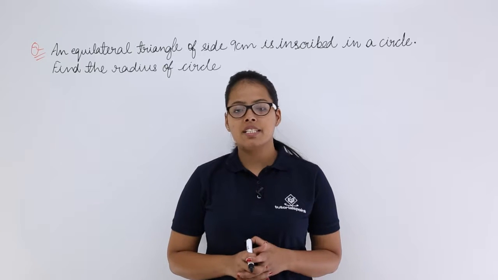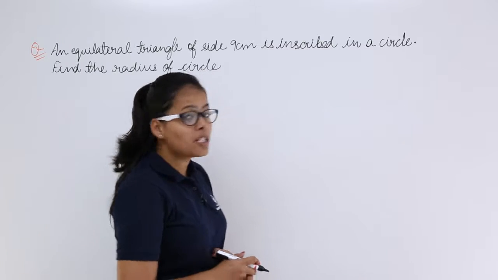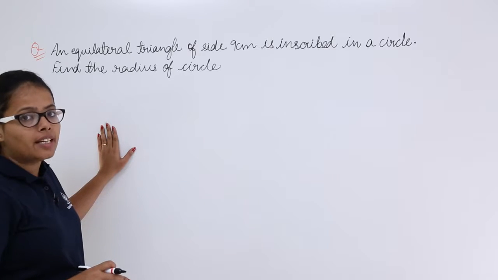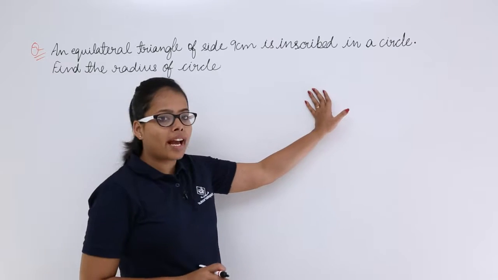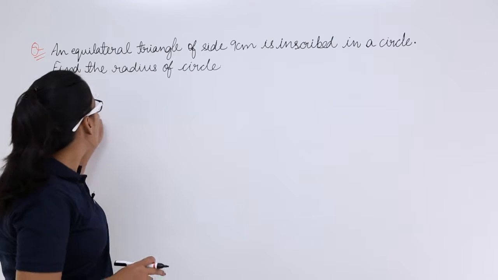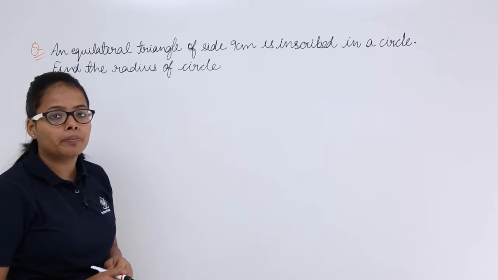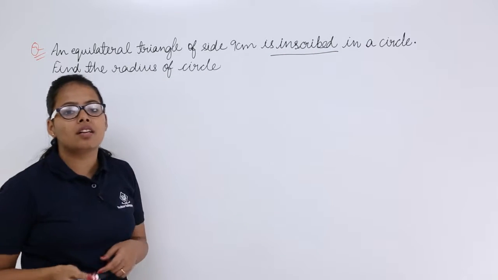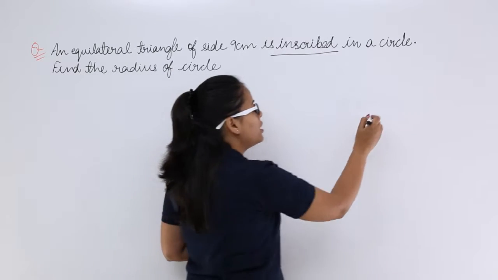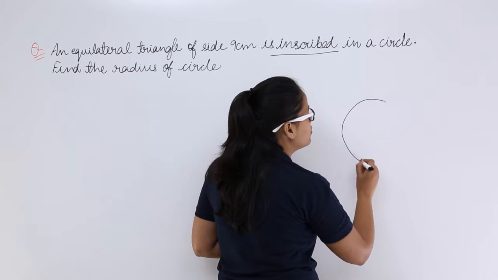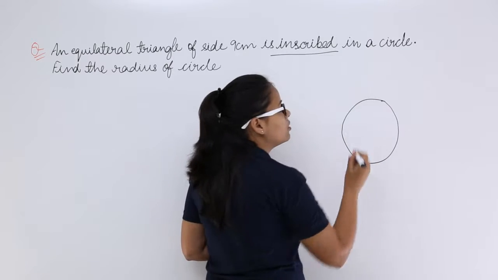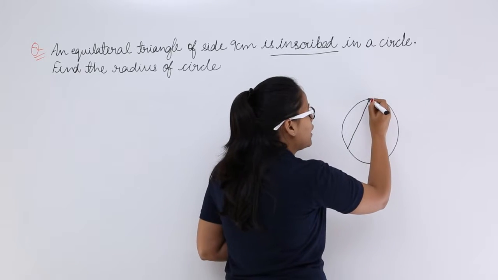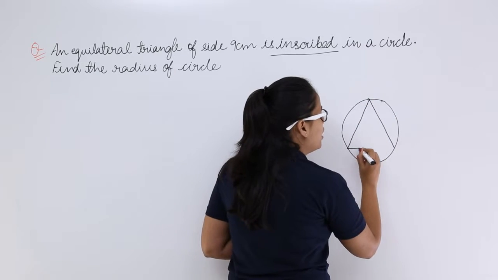Hello guys, let's discuss this problem. It says an equilateral triangle of side 9 cm is inscribed in a circle. Find the radius of the circle. I hope that you understand what inscribed means. Let's draw a rough circle. Now you need to inscribe an equilateral triangle in this.